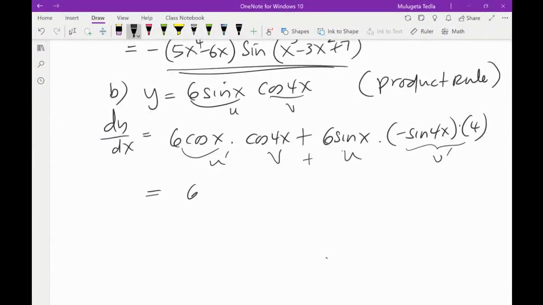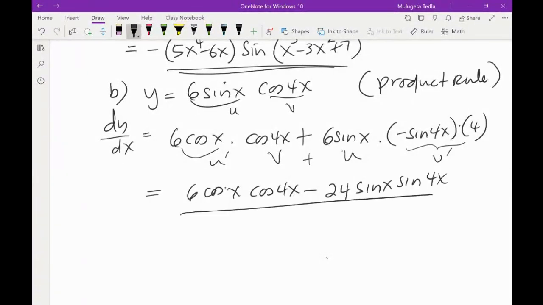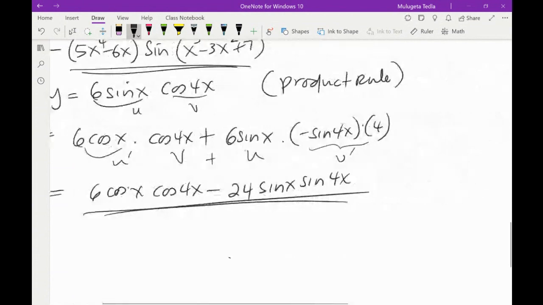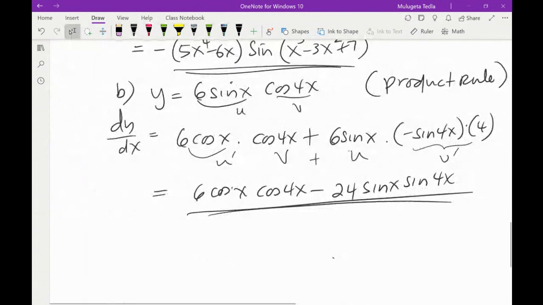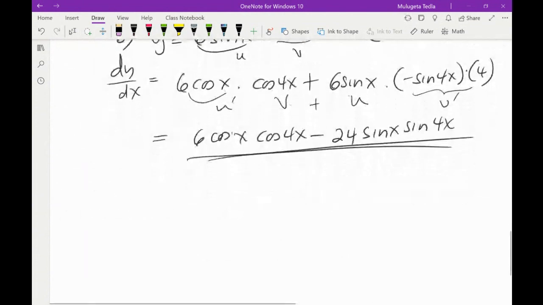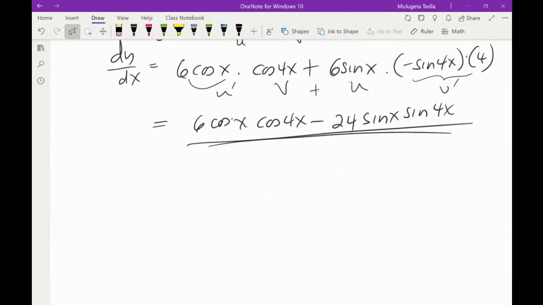So this is equal to 6 cos x cos 4x, and then minus 24 sine x sine 4x is the answer. You can factor 6, but there's no use. I don't care really. It doesn't help me anything, so I will leave it the way it is.